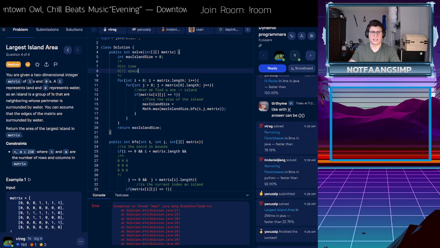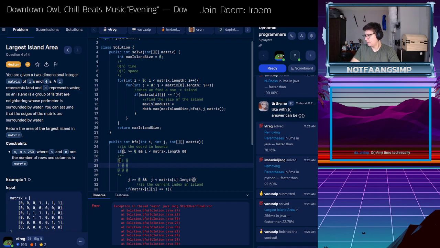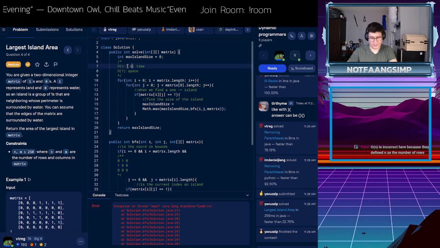trying to think of the worst case here. I think our worst case really would be if we had something like this. Actually, O of N times M, yeah. That's what I guess that would be. I was trying to think of the worst. O of N is incorrect here because they defined N as the number of rows. Oh, right, I didn't even notice this. Yeah, it'd be N times M. That's a very good catch, thank you.